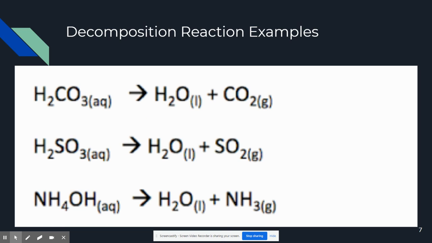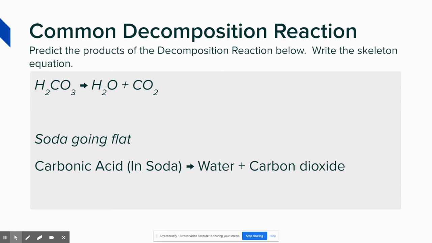So, for example, H2CO3, this is carbonic acid. This is what gives the bubbles in your carbonated beverages. That breaks apart and it makes water and CO2 gas. This is why carbonated beverages go flat. Then you also have the bottom 2 that, again, break up into water and then some kind of gas. The most common one is H2CO3 going to water and CO2. You guys see this all the time in pop or soda.